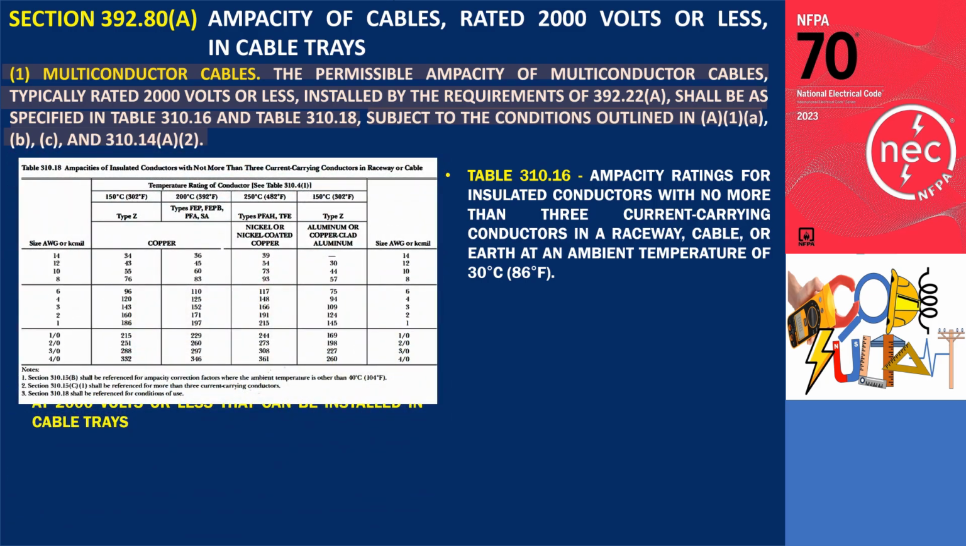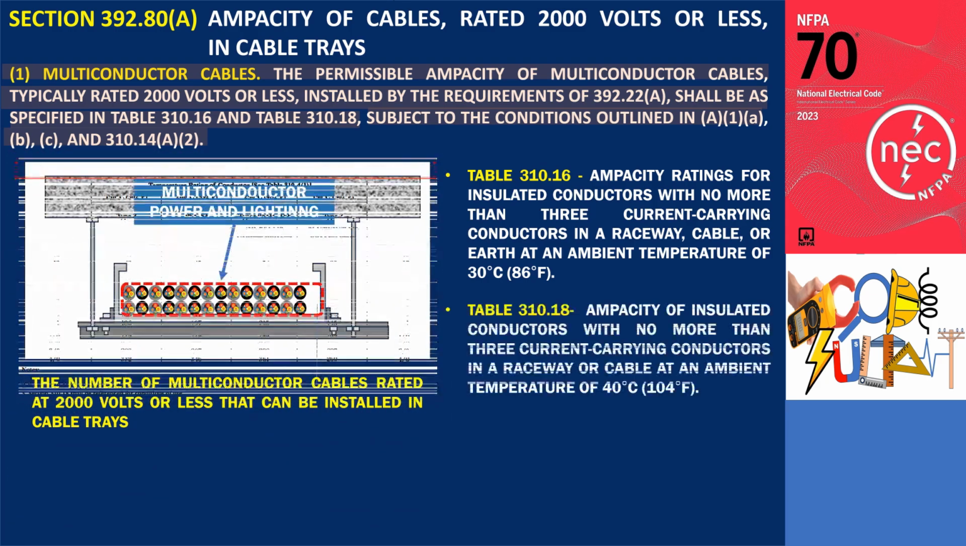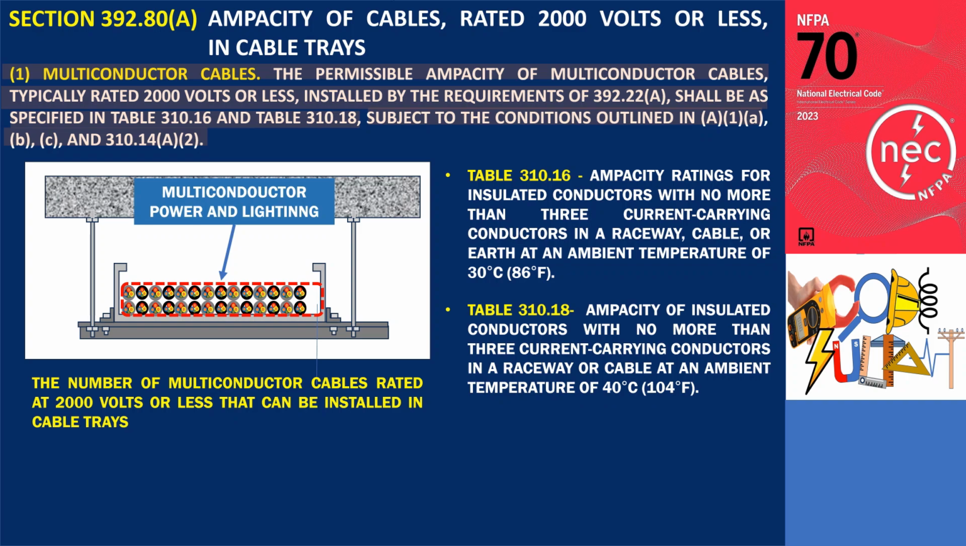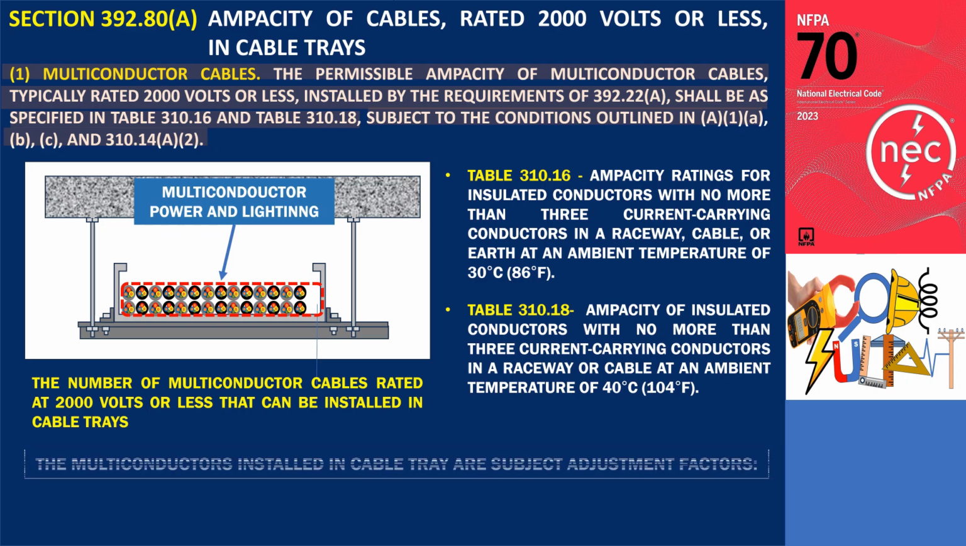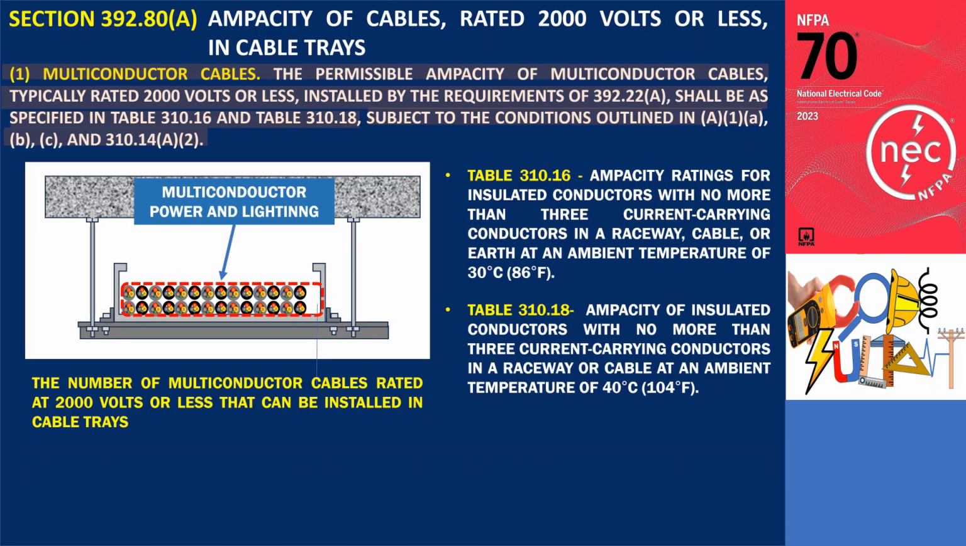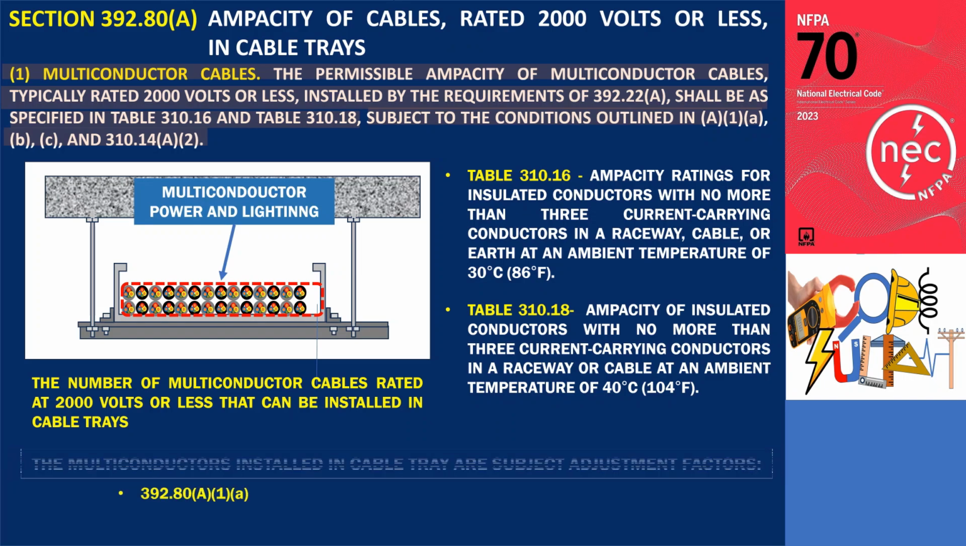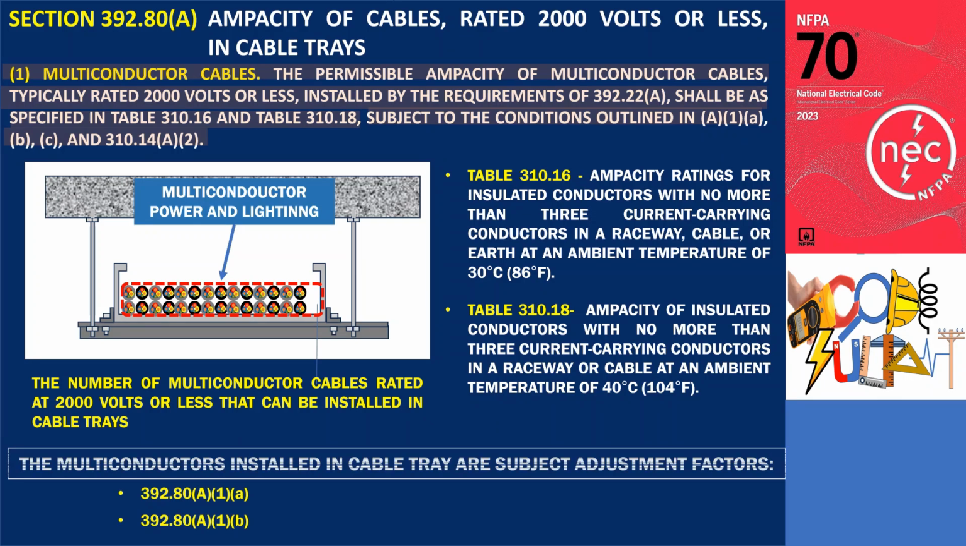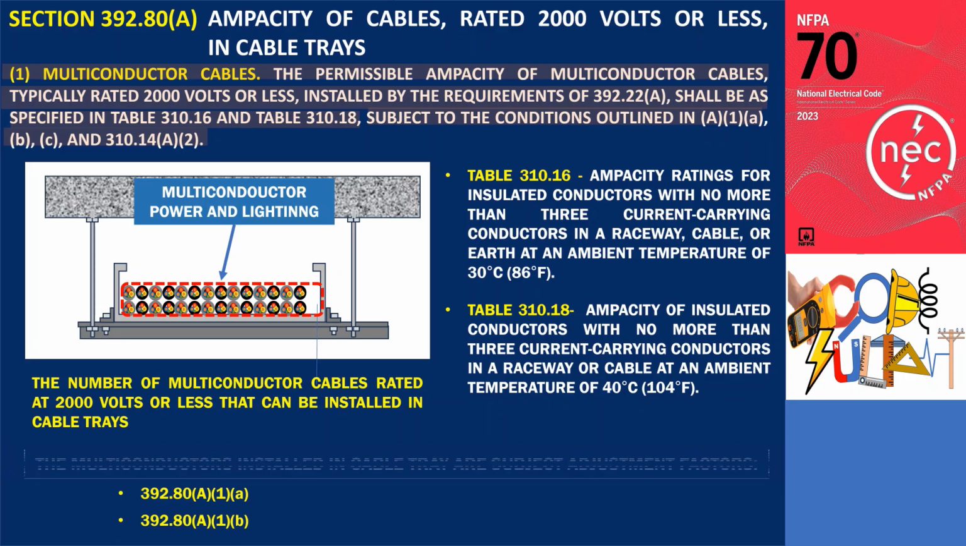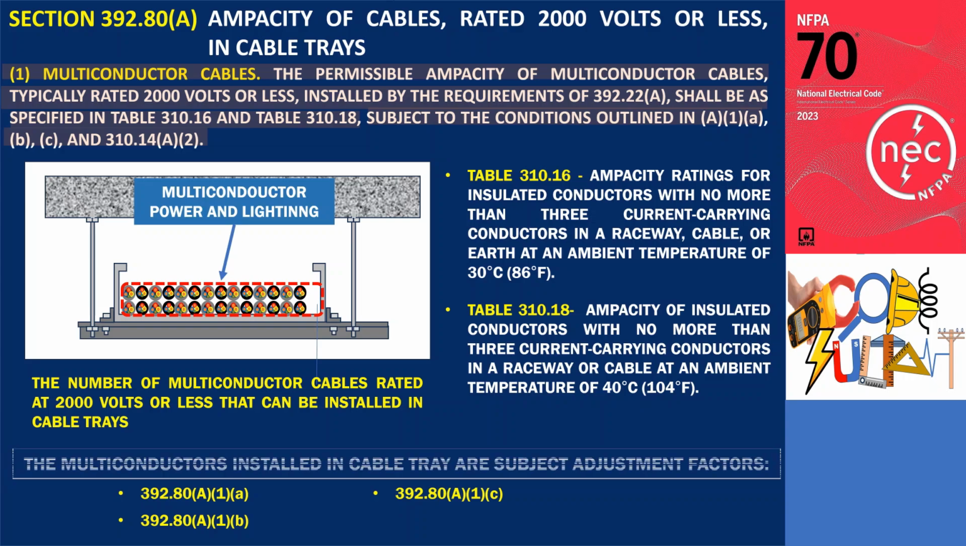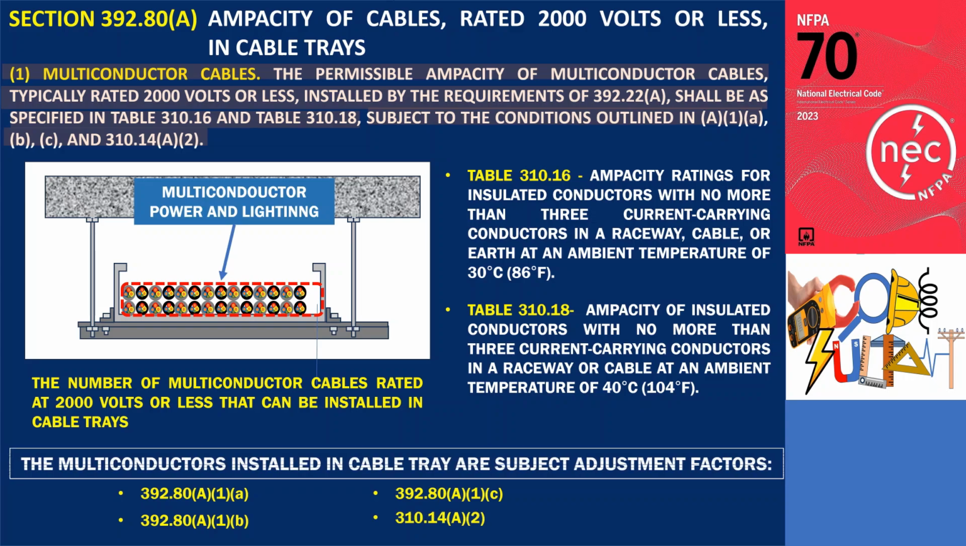Conversely, Table 310.18 pertains to the ampacities of insulated conductors with no more than 3 current-carrying conductors in a raceway or cable at an ambient temperature of 40 degrees Celsius, 104 degrees Fahrenheit. This means that if there are more than 3 current-carrying conductors, the multiconductors will be subject to adjustment factors. However, applying these adjustment factors must adhere to the conditions specified in 392.80(A)(1)(a), 392.80(A)(1)(b), 392.80(A)(1)(c), and 310.14(A)(2).